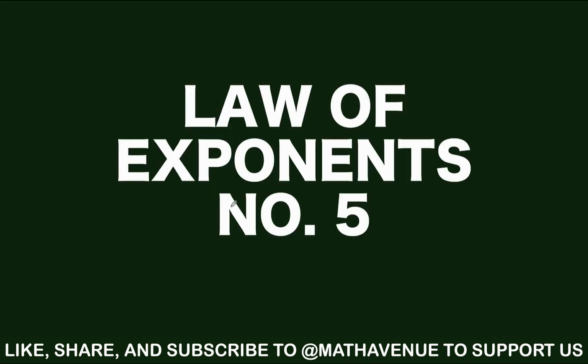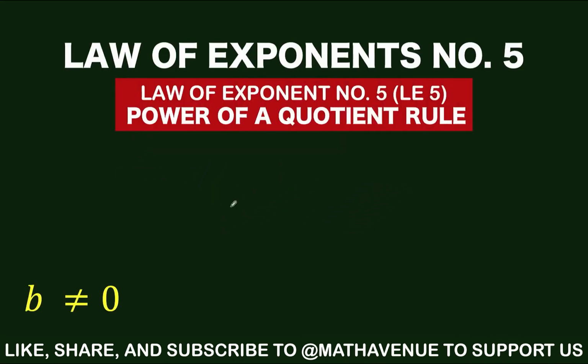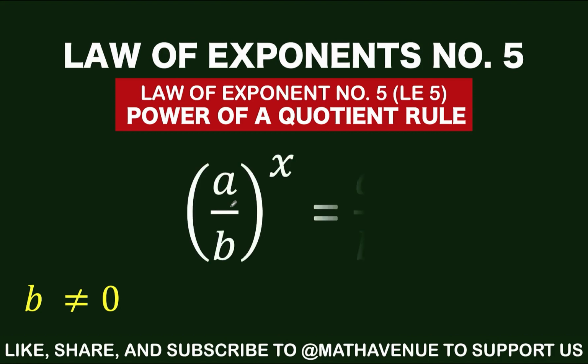Now, let's proceed to law of exponent number 5. So for law of exponent number 5, this is about the power of a quotient. If you have a fraction a over b, where the denominator is not equal to 0, and that is raised to an exponent x, then this law of exponent number 5 says you can split this into two exponential numbers. The numerator a is raised to the exponent x divided by another exponential number, b, raised to the same exponent. So from one number in exponential form with a fractional base, that becomes two numbers in exponential form. One is in the numerator and one is in the denominator.